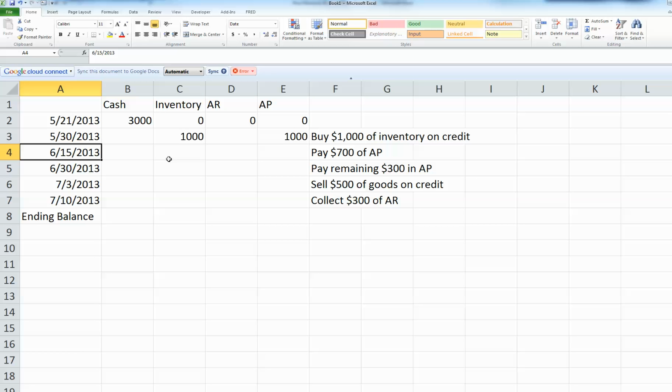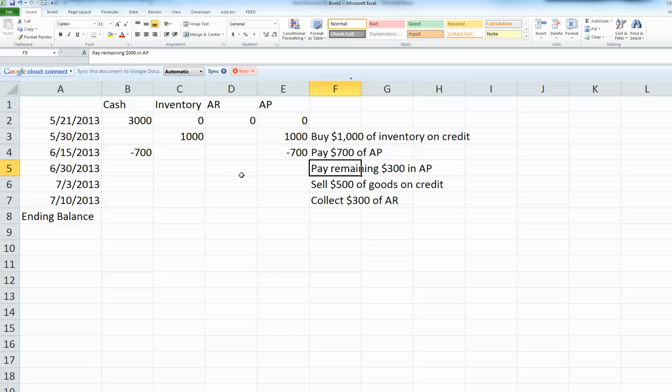Let's say a couple of weeks later, some of that $1,000 comes due and they pay $700 of the accounts payable. Well, that would decrease your accounts payable by $700 and it would decrease your cash by $700. So I'm subtracting that amount from the cash account and the accounts payable account. And while I'm not keeping a running total, we can see that accounts payable would be now only $300 because it was $1,000 before and we just paid off $700 of it. Cash would be down to $2,300.